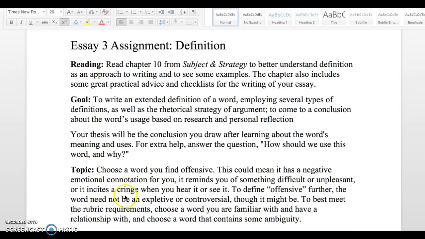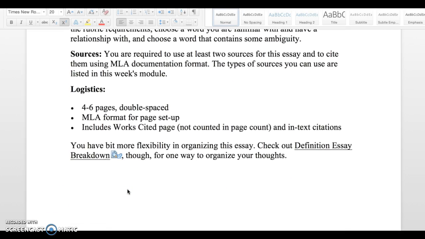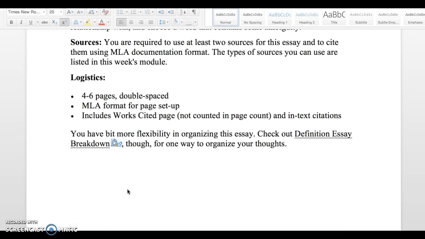All right. The next thing we need to think about are sources. So you need to include at least 2 sources for this essay and cite them using MLA documentation. This is sort of to get you ready for English 102 when you'll be using the databases and doing citing in your papers. The types of sources you can use are listed in the module for this week, but you want to definitely focus on the database sources. Start there. They will give you the most specific information that you can find.